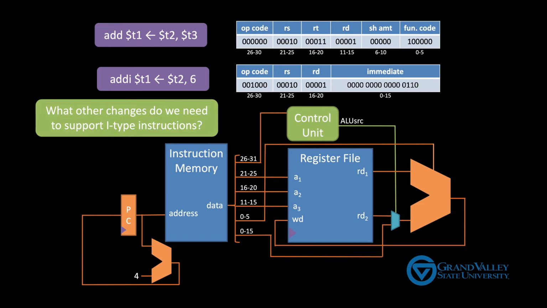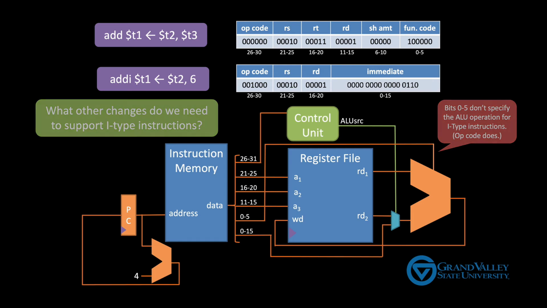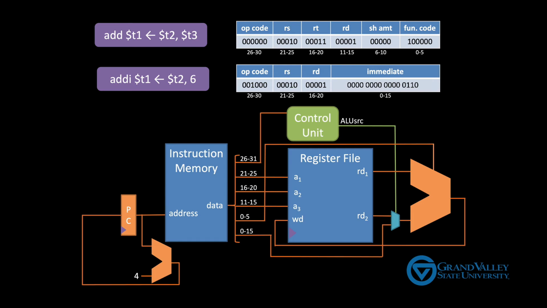There are actually several. First, notice that the ALU's operation is no longer determined exclusively by the function code in bits 0 through 5. Unlike R-type instructions, each I-type instruction, add I, and I, or I, and so on, has a unique opcode. This means that both the opcode and the function code determine what operation the ALU should perform. To handle this, we add the function code as an input to the control unit and give the control unit the responsibility of telling the ALU what to do.